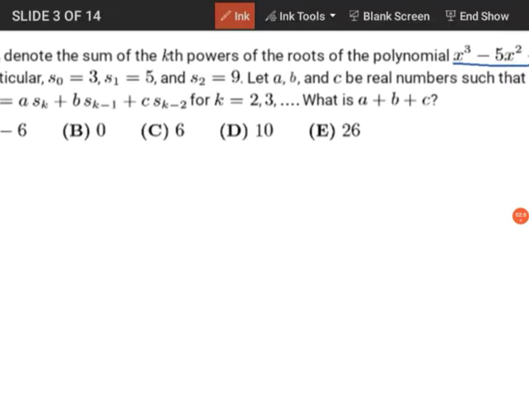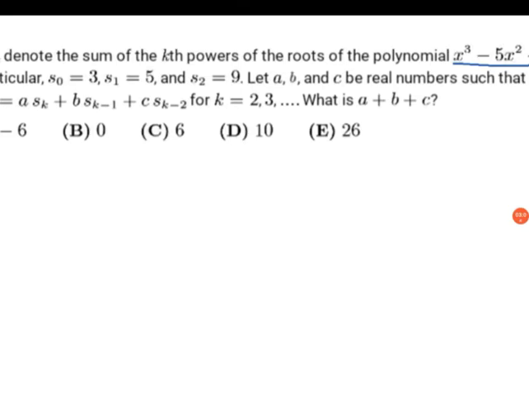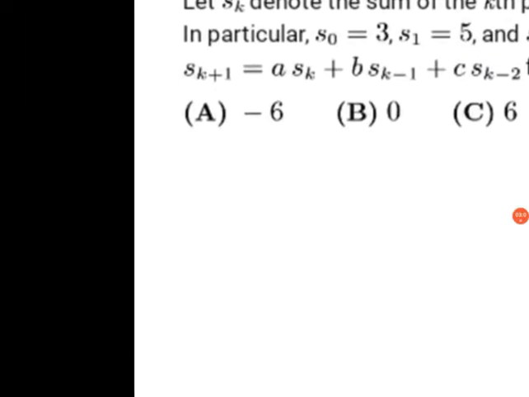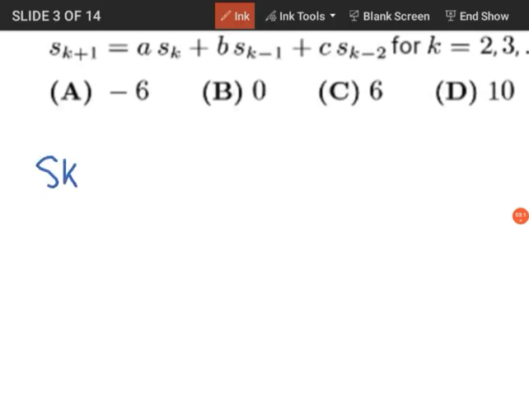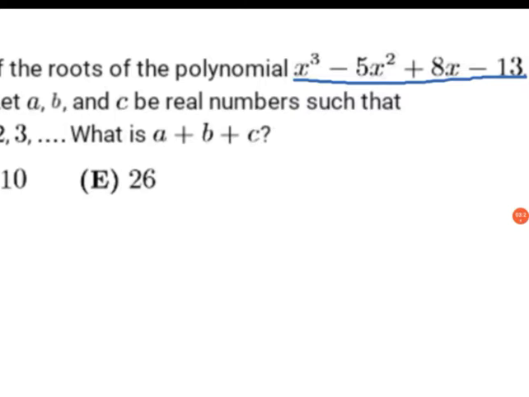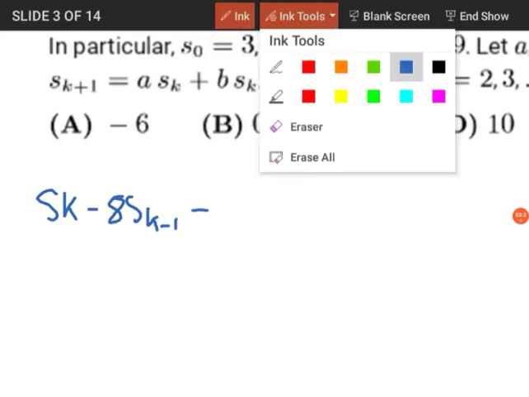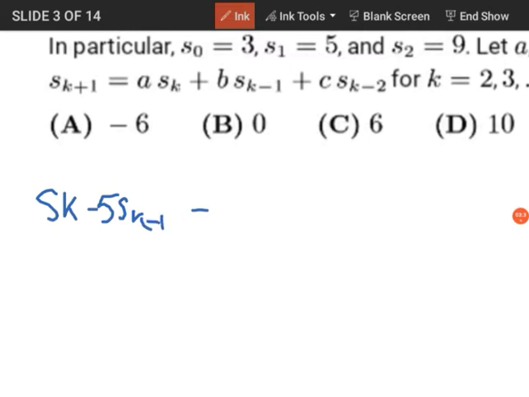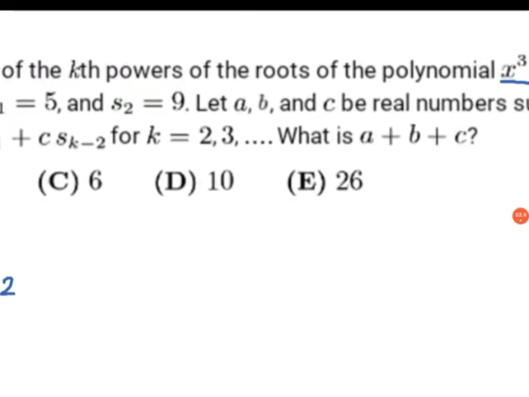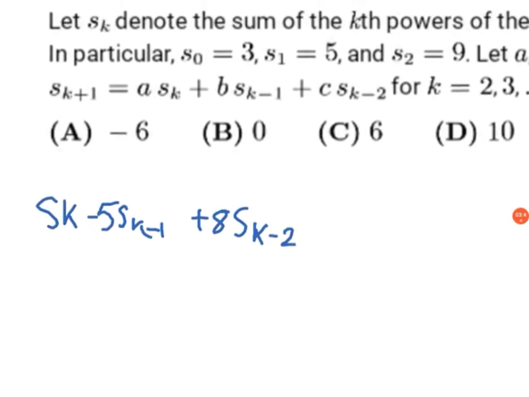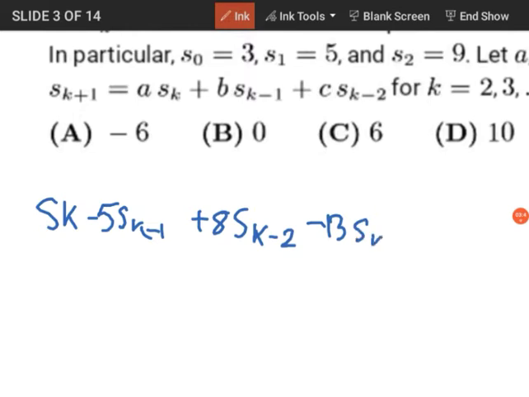So from here we can directly write it as sk minus 5s k minus 1 plus 8s k minus 2 minus 13s k minus 3.